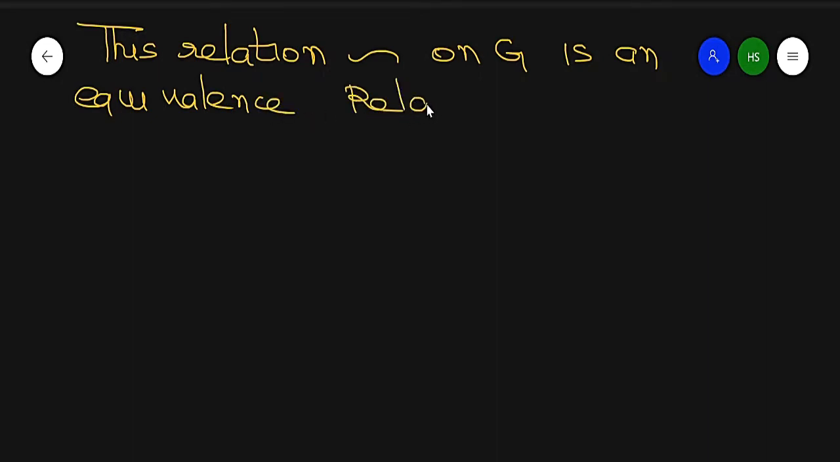So if it is an equivalence relation, then we can divide G into equivalence classes. So we can divide G into disjoint equivalence classes. So G can be partitioned into disjoint equivalence classes. So what are the equivalence classes? So first, the class of A is written in this way. So these are the equivalence classes.